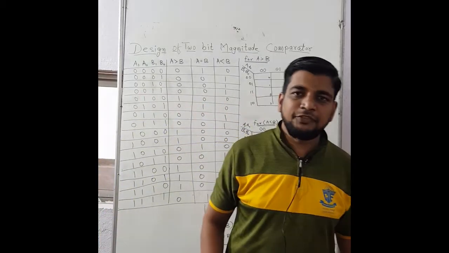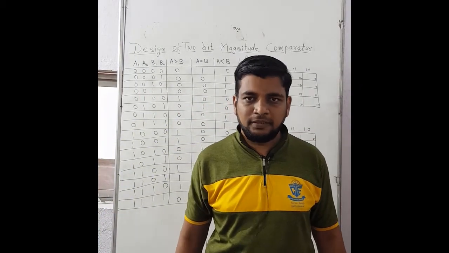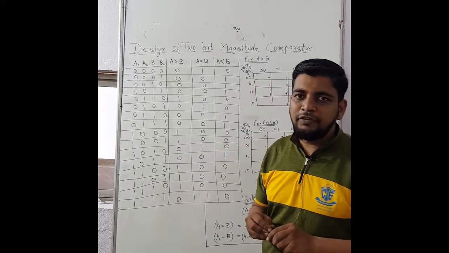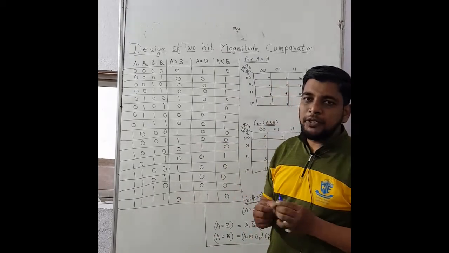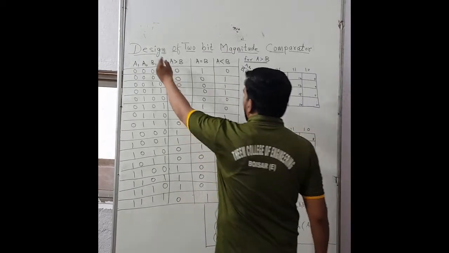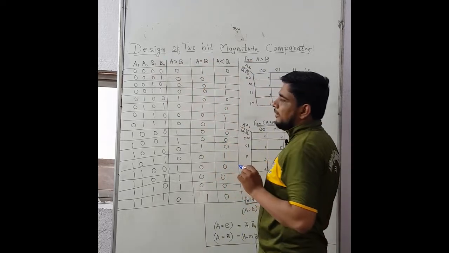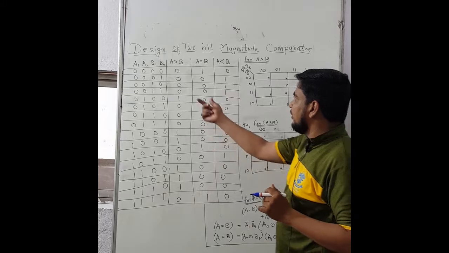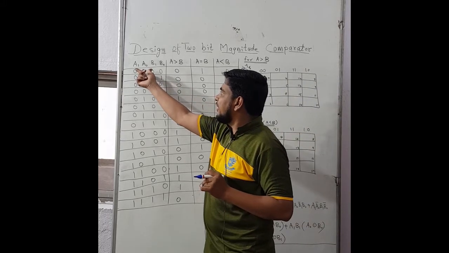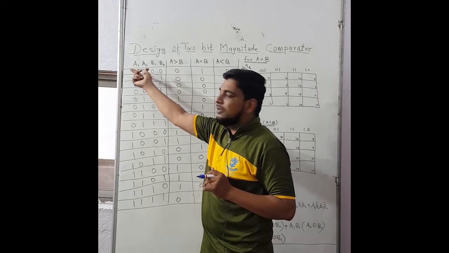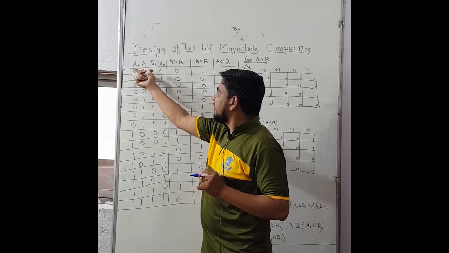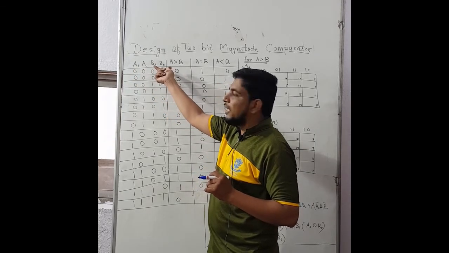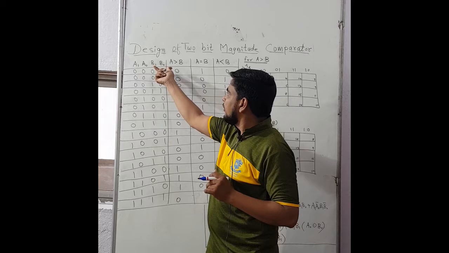In the last session we studied the single bit magnitude comparator. In this session we are going to study the 2-bit magnitude comparator, the design of the 2-bit magnitude comparator. 2 bits are compared with 2 bits. Here the complete A part is the 2 bits A1 A0, and the next part is B, which is again 2 bits.